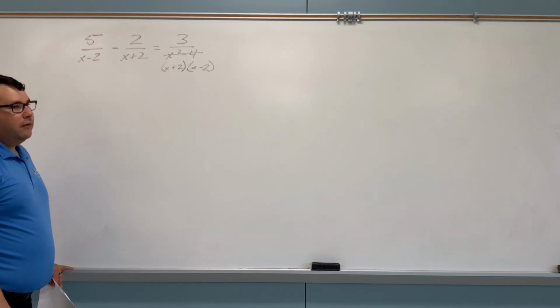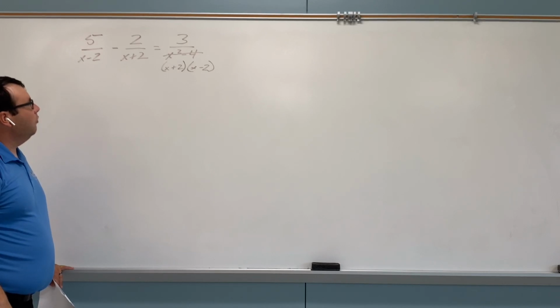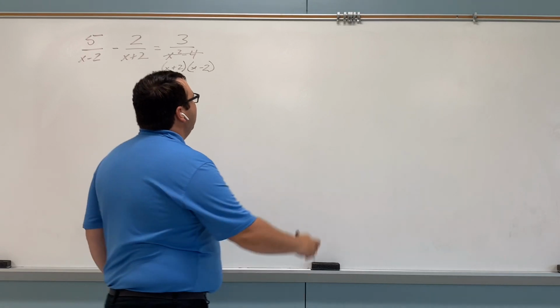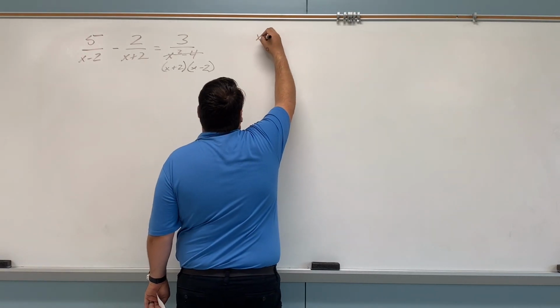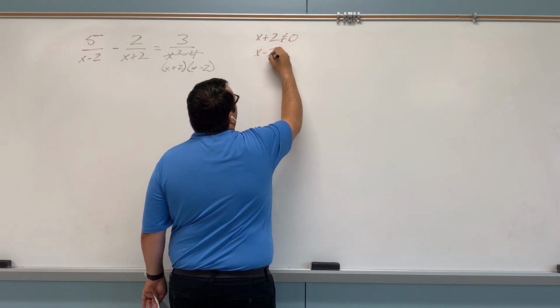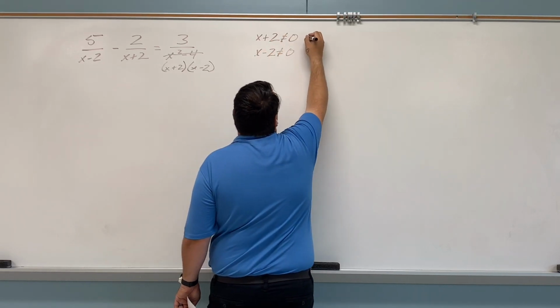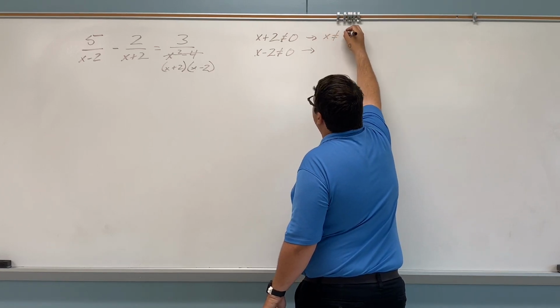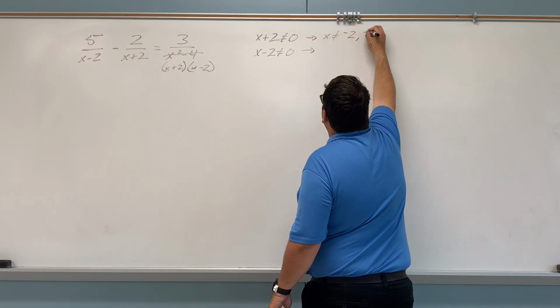Now, what is my LCD? Looks like that's x plus 2, x minus 2, right? But before I jump into that, I need my domain. So I have x plus 2 cannot equal 0, x minus 2 cannot equal 0, which means x cannot be either negative 2 or 2.